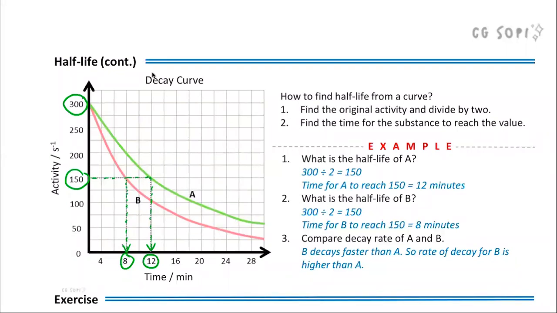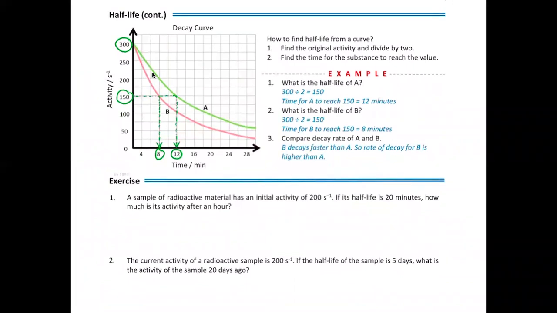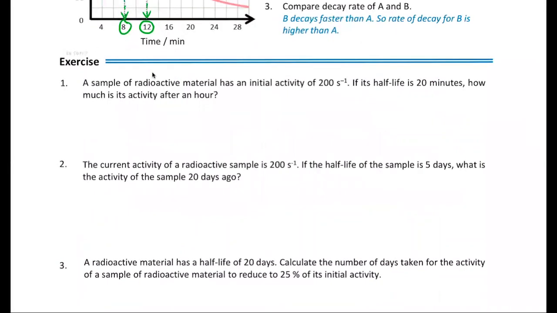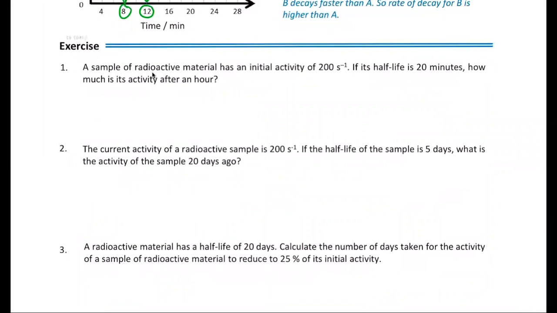Kan, easy saja. So make sure you know how to find the value of the half-life based on the decay curve. Bahagi dua saja, and then you identify what is the number. Simple. All right, so let's try and do this exercise question. Question number 1: a sample of radioactive material has an initial activity of 200 per second. If its half-life is 20 minutes, how much is its activity after an hour?